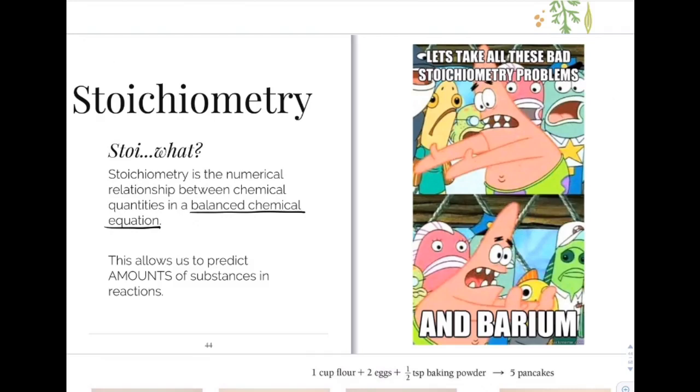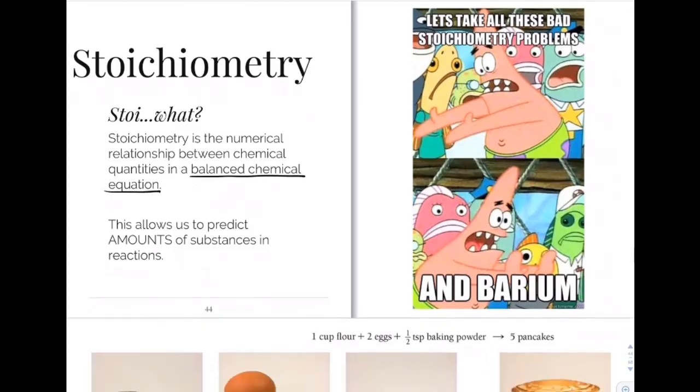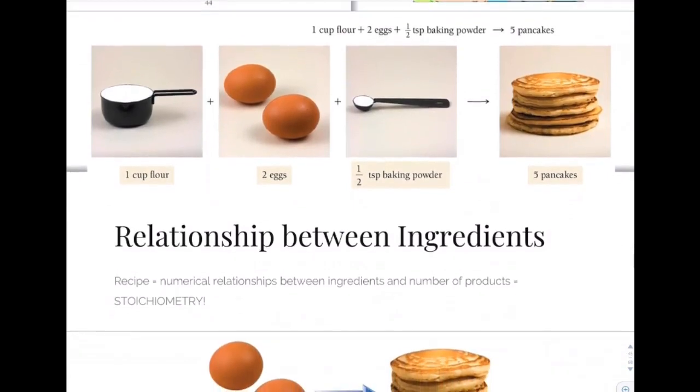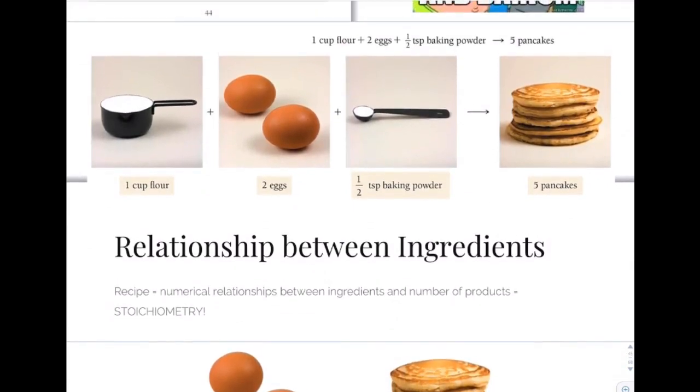And so to kind of simplify this concept, we're going to look not at chemistry first, but at cooking. And so let's say I'm trying to make some pancakes. My recipe is here, and this relationship, this ratio between ingredients, well, that is just stoichiometry. And so if I want to make 5 pancakes, I've got to put in a cup of flour, 2 eggs, and a half a teaspoon of baking powder according to this recipe, which is just like, if you look up here, kind of like a chemical equation.